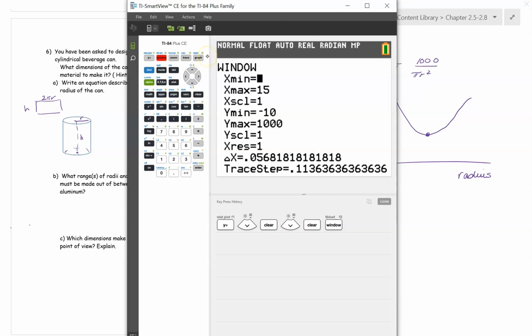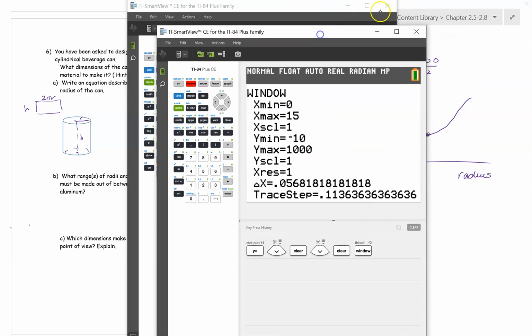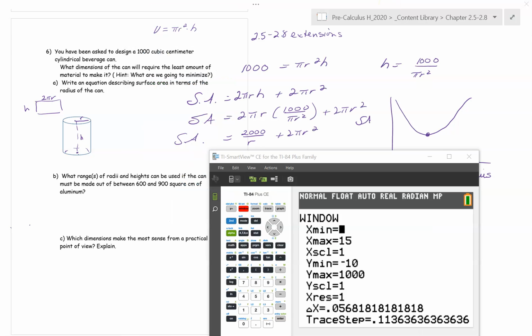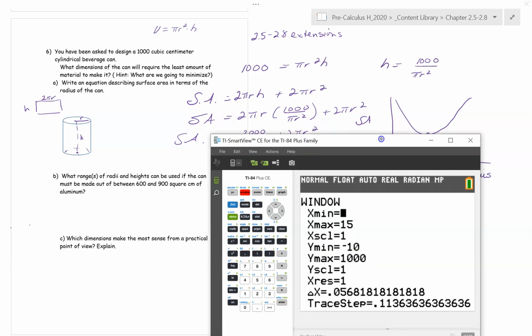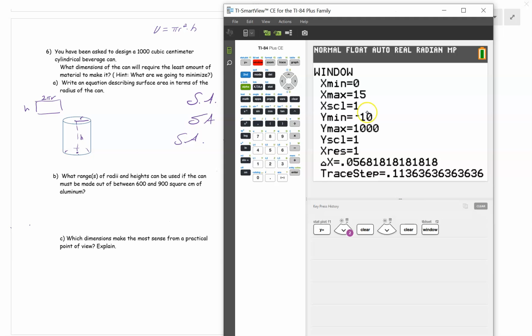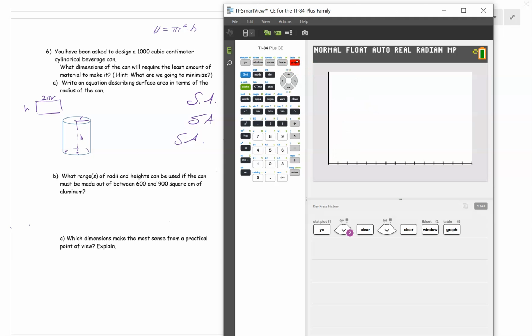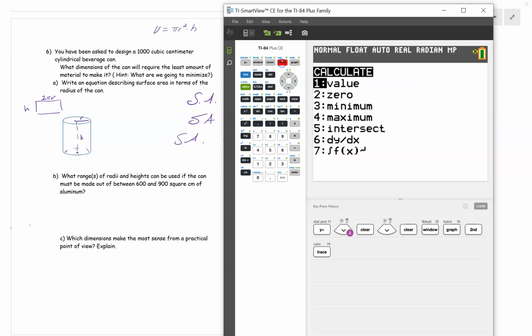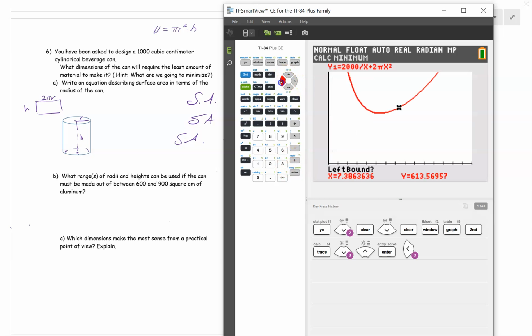If you wanted to, you could pick a number for r that made sense, something nice and easy, like let r be 10, and then substitute it back into that equation to get something that would make sense for y, if you're having trouble finding a window. If you take a look at the graph, that's a pretty good window. Now we're going to use the minimum feature. You go left of the minimum and right of the minimum and try to find that radius that gives us the minimum surface area.